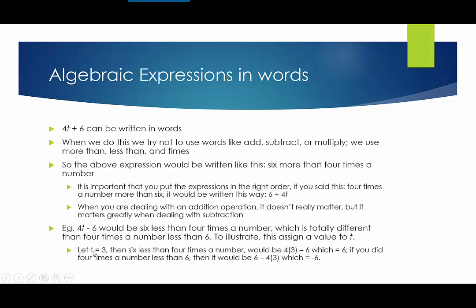So if we say, as an example, if t equals 3, then 6 less than 4 times a number would be 4 times 3 minus 6, which equals 6, right? 4 times 3 is 12, minus 6 is 6. If you did 4 times a number less than 6, then it would be 6 minus 4 times 3, again, which is negative 6, which is a completely different answer than our positive 6 up here. So it's really important that you pay attention to what order they go in. And often if they're written out backwards from the way you would put them in numerical form, you're almost always going to get it right.